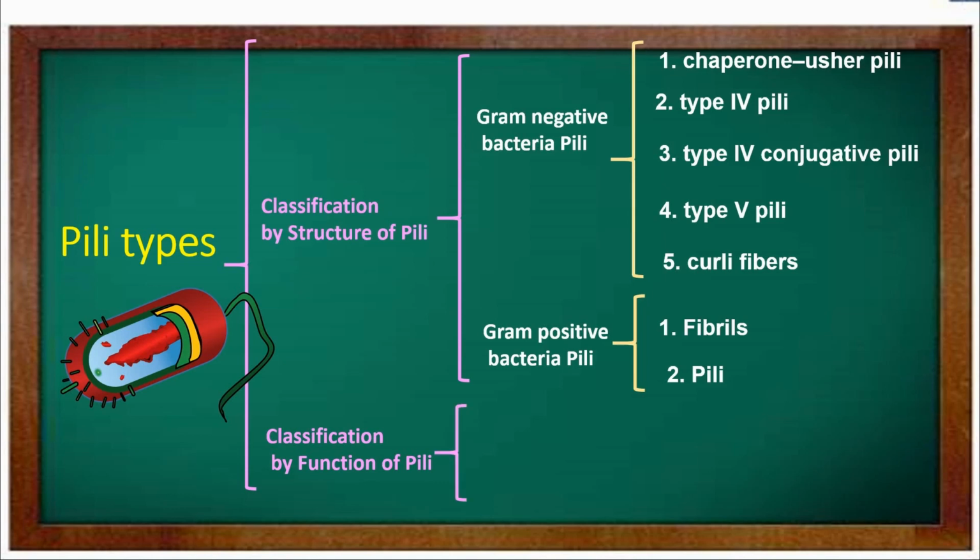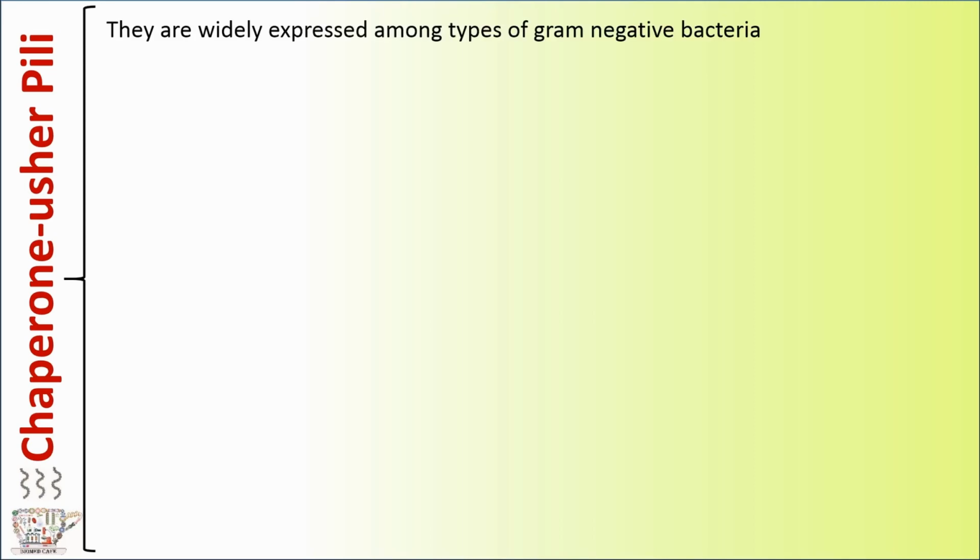In classification by function, pili can be divided into 2 groups: conjugative pili and Fimbriae. Chaperone-usher pili. They are widely expressed among types of gram-negative bacteria. They have 2 parts in their structure: tip fibrillum and rod.